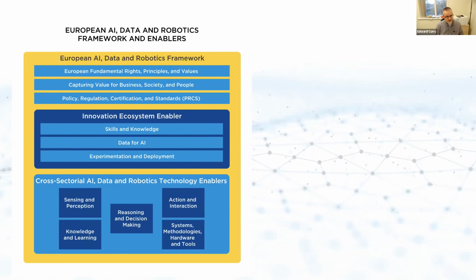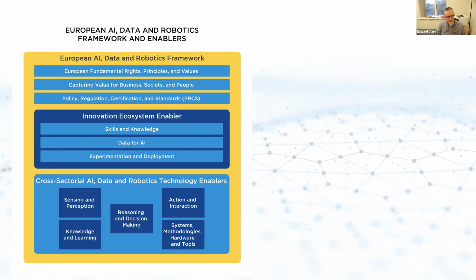Then we see other parts of this partnership will look at things like the innovation system enablers, like skills and knowledge, the need for data, the need for experimentation and deployment. And then finally, at the bottom of the framework, you can see the technologies that need to be developed around this as well. But what I think is most interesting about this partnership is the framing that's required for these AI, data, and robotic systems to be developed and deployed and designed, and for European fundamental rights, principles, and values to be at the heart of that.